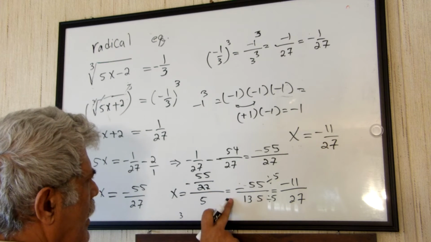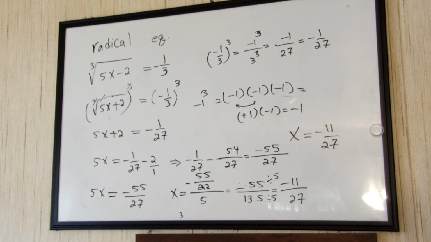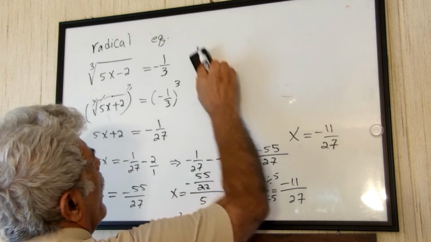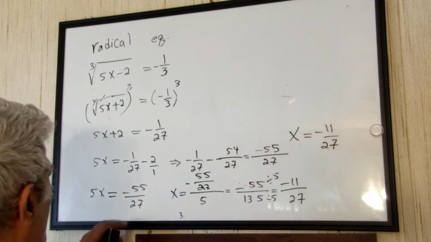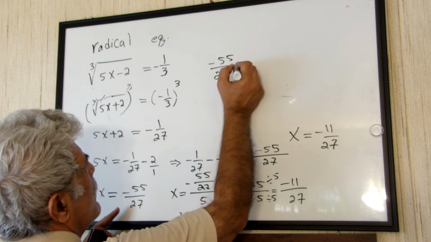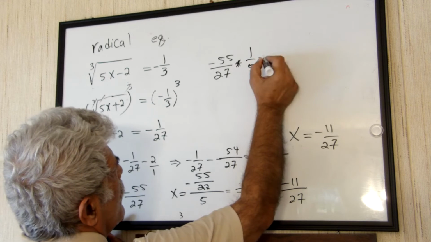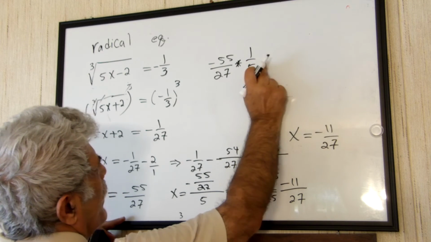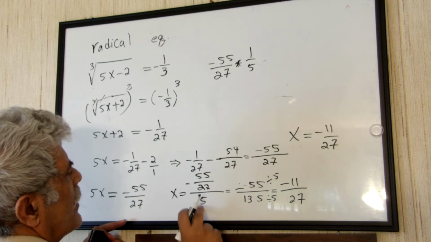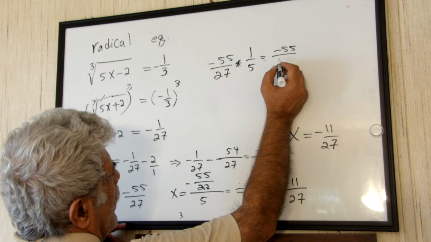The reason this one becomes this one is, as we talked about earlier, minus 55 divided by 27 divided by 5, we can write the division in multiplication form. We invert this one, it's going to be 1 over 5. So it's going to be minus 55 over 27 times 1 over 5, which is minus 55 over 135.